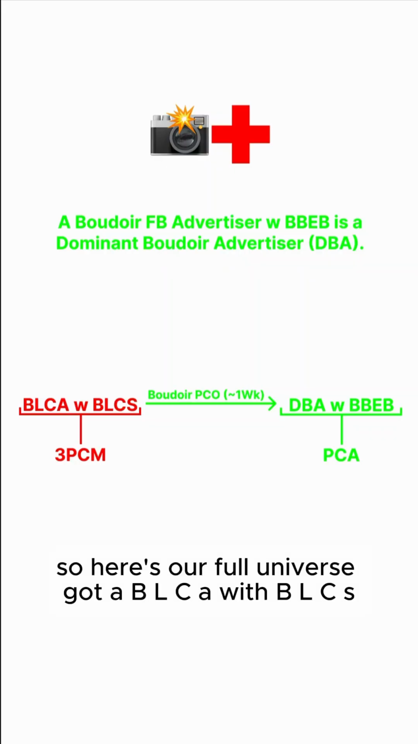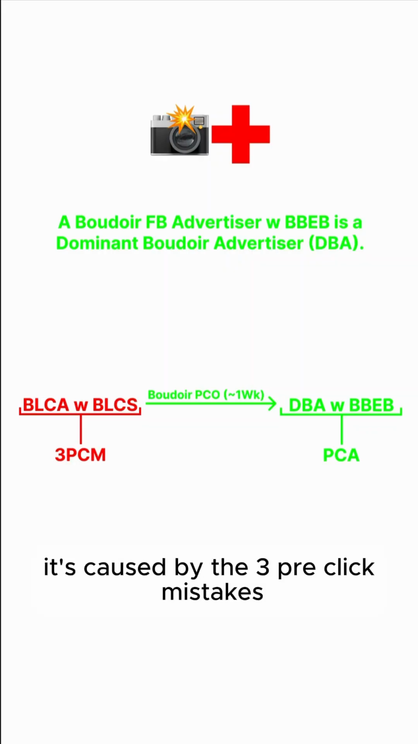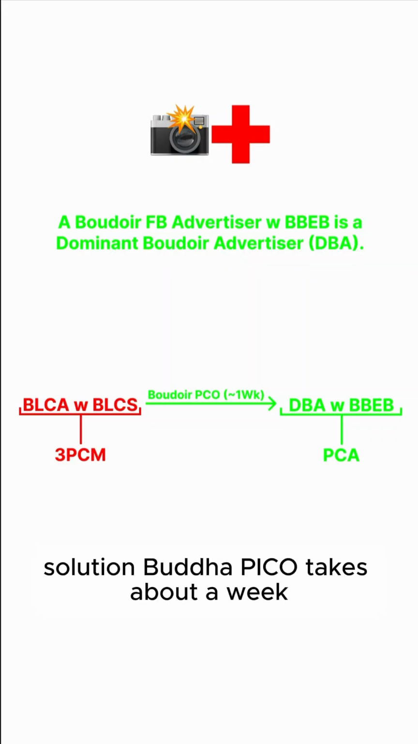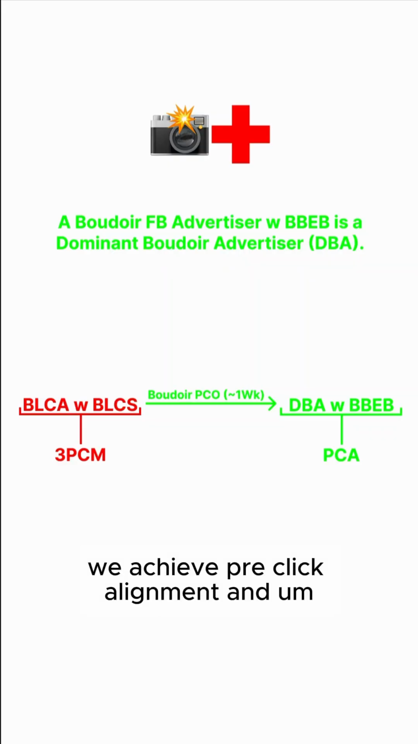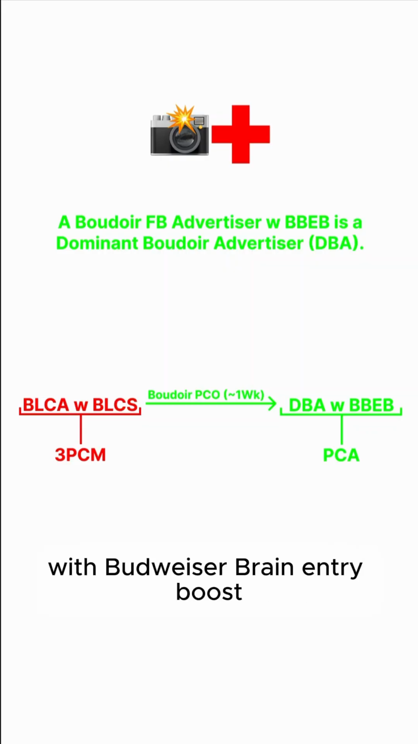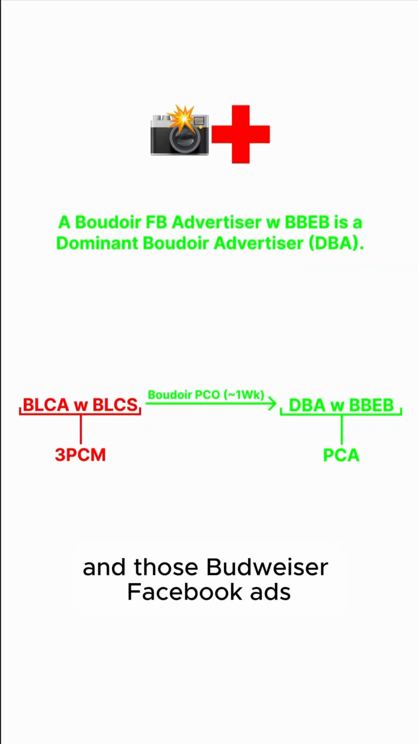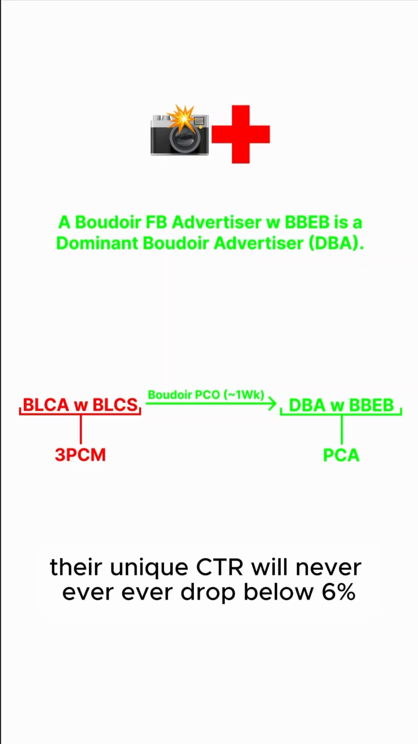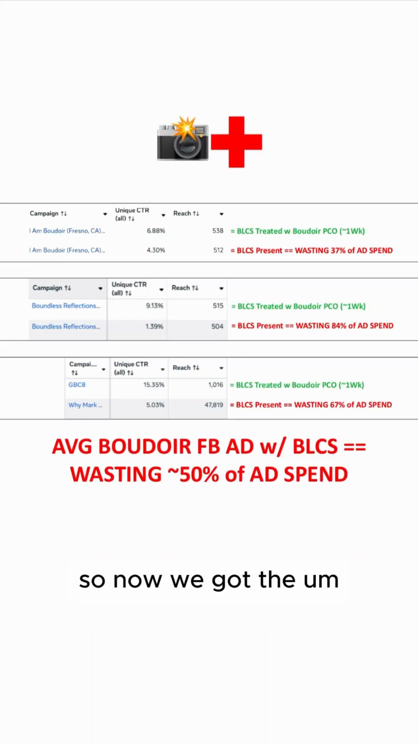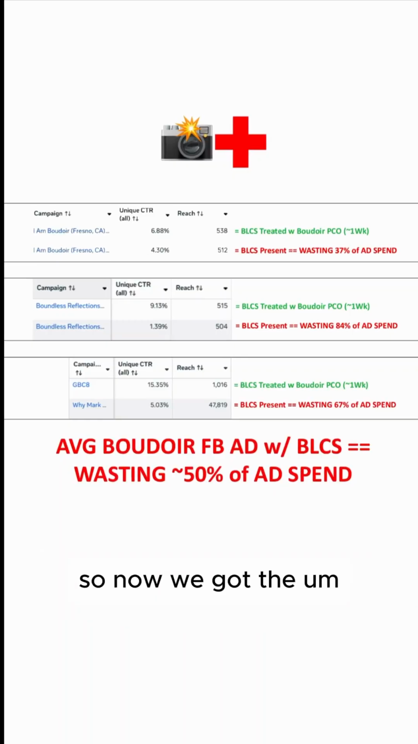So here's our full universe. Got a BLCA with BLCS. It's caused by the 3 pre-click mistakes. Solution with Boudoir Pico takes about a week. We achieve pre-click alignment, and we become a dominant Boudoir advertiser with Boudoir brain entry boost. And those Boudoir Facebook ads, their unique CTR will never, ever drop below 6%.